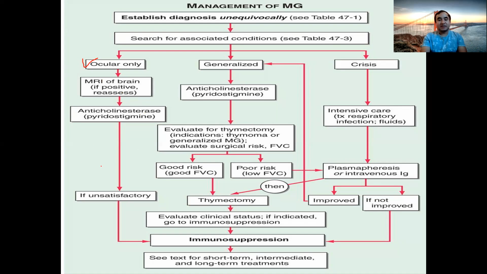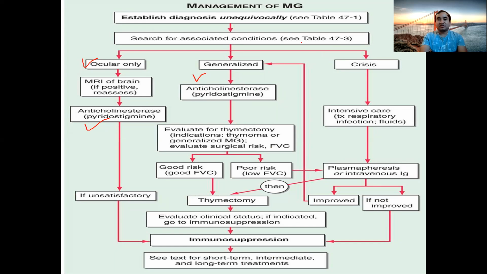In that condition, we can only give pyridostigmine. This is an anticholinesterase. With the supplementation of pyridostigmine, most of the time the patient improves. But if the response is unsatisfactory, we can try immunosuppression. Second is generalized myasthenia. In generalized conditions, first of all, we have to try pyridostigmine, if they have ptosis and also limb weakness, and some pharyngeal weakness.